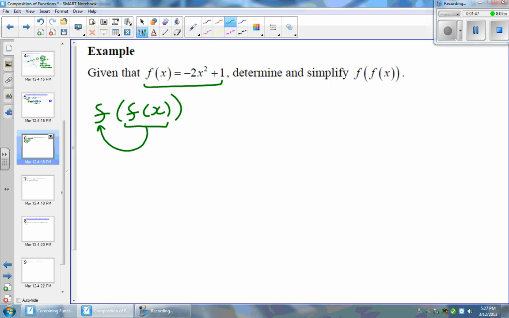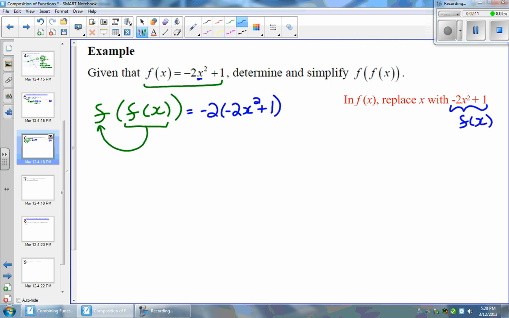Okay? So in other words, I'll sum it up with this nice sentence here. In f of x, you're going to replace x with negative 2x squared plus 1. And that expression is f of x. Okay, so let's start with f of x here. We have a negative 2, and now we have an x. But instead of x, we're going to write out negative 2x squared plus 1. Okay, close your brackets. Don't forget about that squared there. You have to square it, and don't forget about the plus 1.